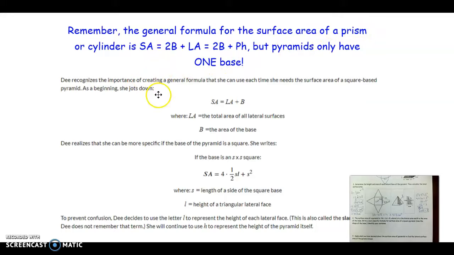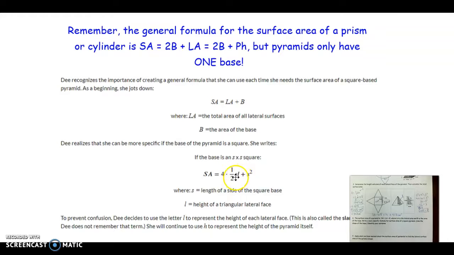So D recognizes the importance of creating a general formula she can use for a pyramid. She knows that the surface area is the lateral area plus the base area. She realizes she can be more specific with the one that has a square as the pyramid. So instead of the base area, she writes S squared. And instead of the lateral area, she writes 4 of the triangles, which is 1/2 base times height.